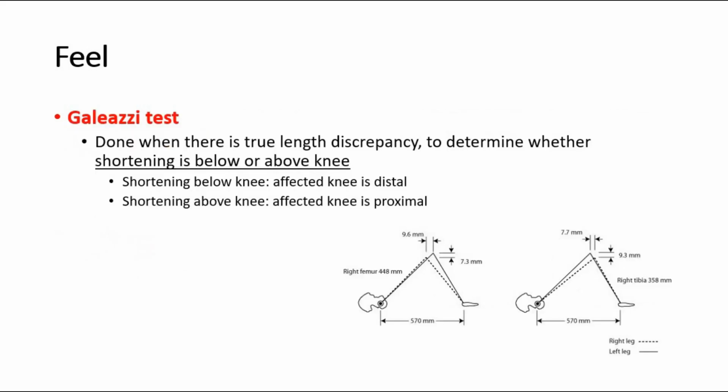Next, we proceed by doing a Galeazzi test, and this is done when there is a true length discrepancy. So we have to determine whether the shortening of the limb is below or above the knee. And this is a picture showing how we do the Galeazzi test. So the hips are flexed at around 45 degrees, knees are flexed at 90 degrees, and we view from the side of the patient.